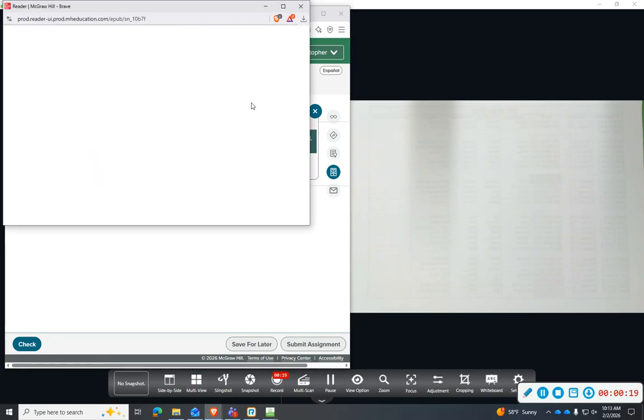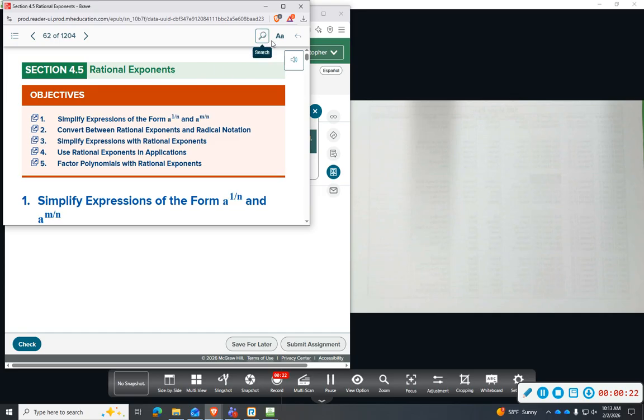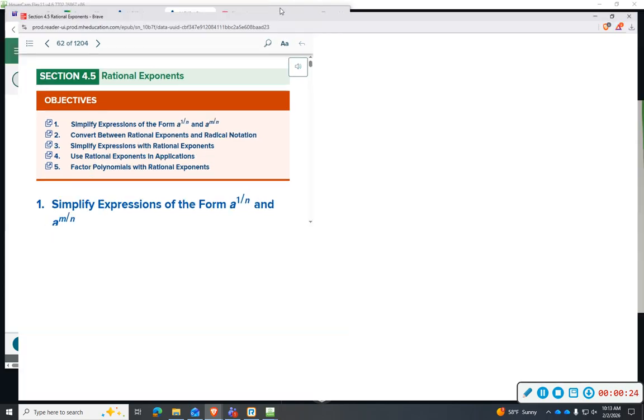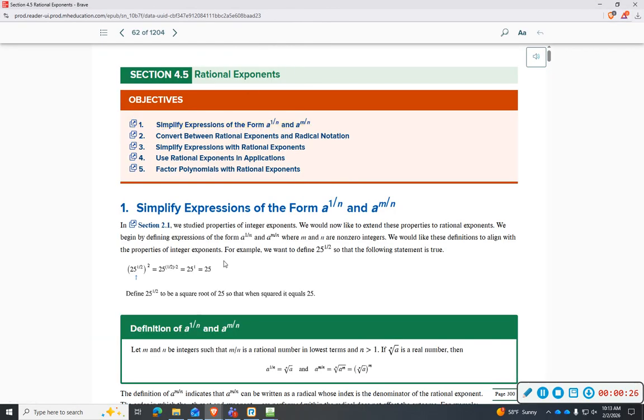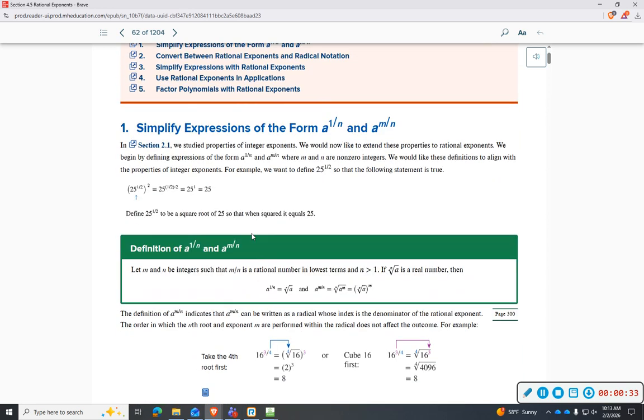So this is in chapter 4. If you open up the e-textbook, it takes you directly to that page, and all you have to do is scroll up and down and you have all the information. So you have the objectives here. I'm just going to go through these definitions and the boxes before we get started.